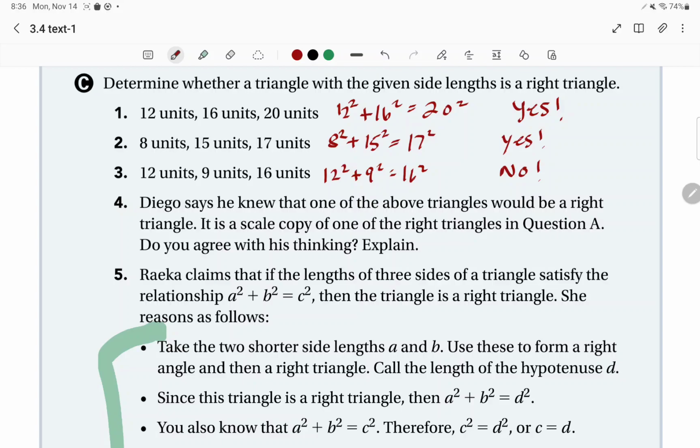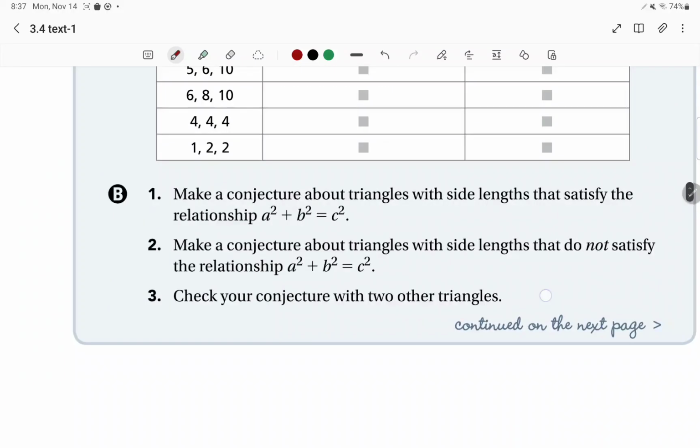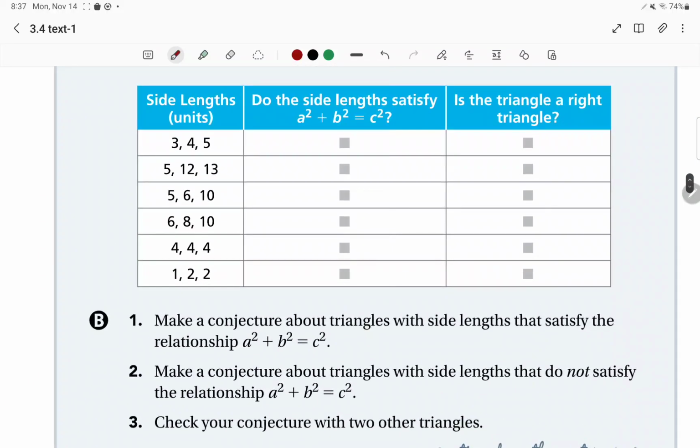Number 4, Diego says he knew that one of the above triangles would be a right triangle because it is a scale copy of the right triangles in question A. So in question A, we're focusing on this one because this was our first one. Okay, so that is a right triangle, and he's saying that it's a multiple of that.